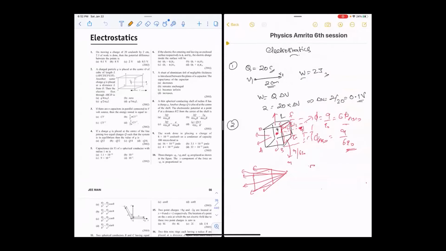Hello? Are you able to understand what I'm trying to tell? I'll try to redraw it again. Concentrate here, guys. Cube is this way. Good question. I'm trying to solve it logically.